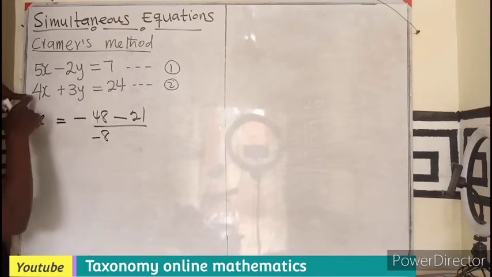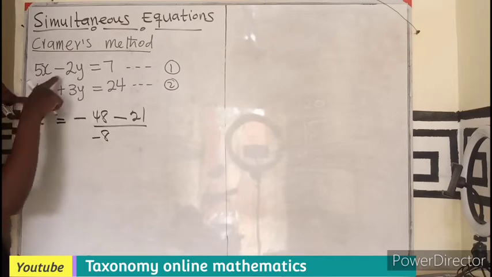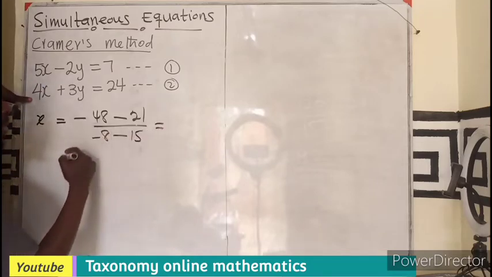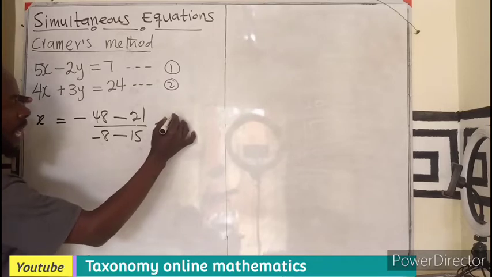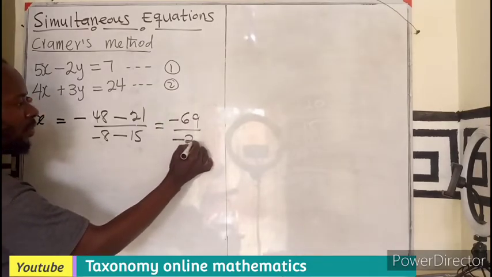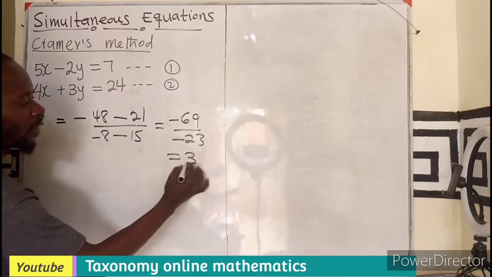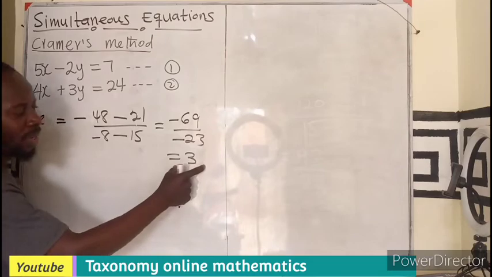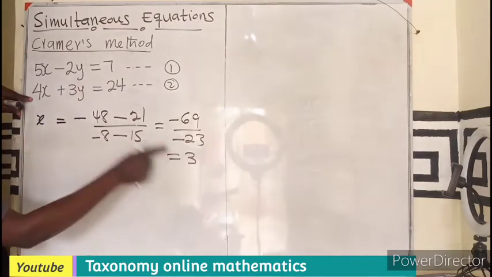Then this, you see here, I didn't go for the leading diagonal. I go for the other diagonal before the leading. So this minus 8 minus 15. I believe we are going to have our negative 69 over negative 23. So that will still give us 3.